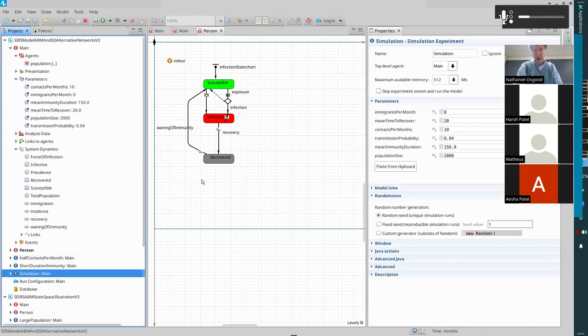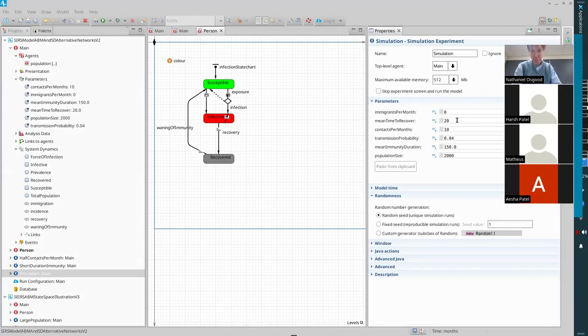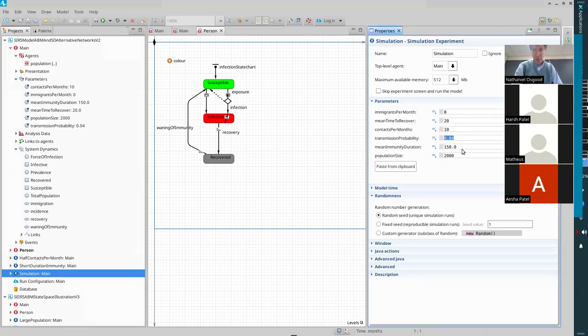We're going to go to the baseline, and I apologize, I would like to have put this together in a somewhat more considered way. But we're going to have a closed population with no immigrants per month. We're going to have 20 months to recover, so time units are in months. Contacts per month is going to be 10. Transmission probability per discordant contact, between an infective and a susceptible, is 0.04. Immunity duration will be 150 months.